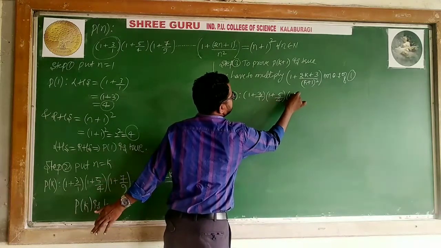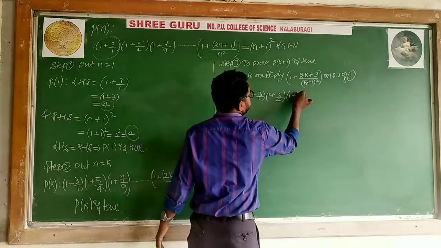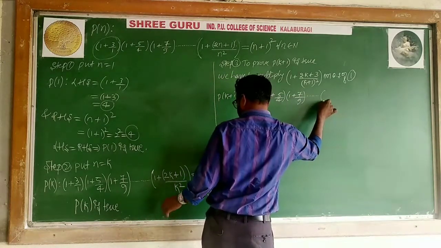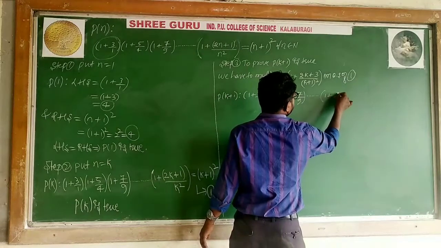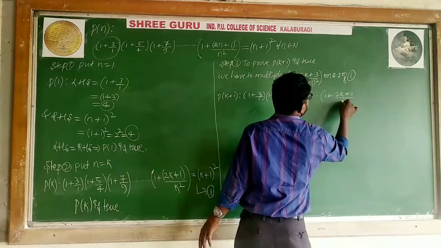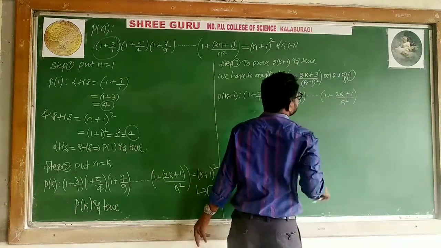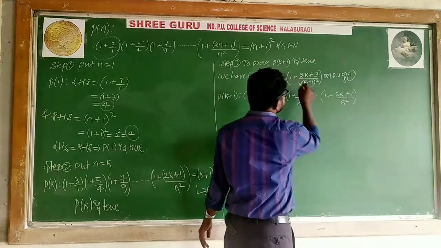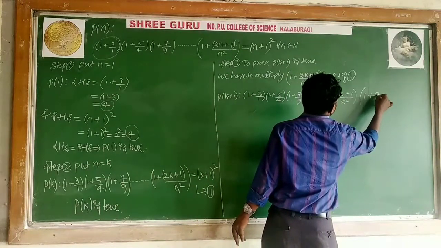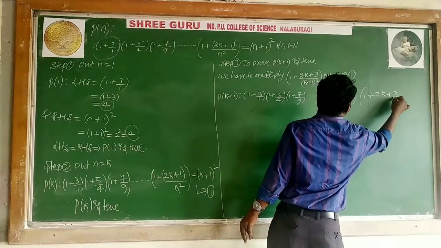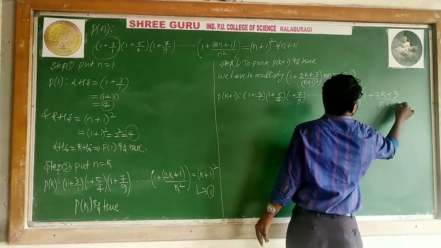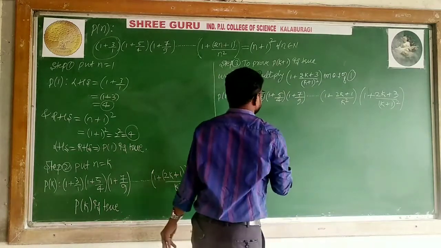1 plus 7 by 9, dot dot dot. It's a multiplication. 1 plus (2k plus 1) divided by k square. We are multiplying this term on the LHS side as well as the RHS side, by (1 plus (2k plus 3) divided by (k plus 1) whole square). This is the LHS side.